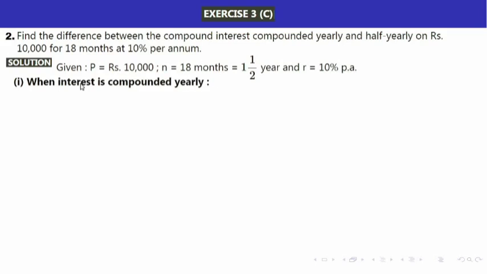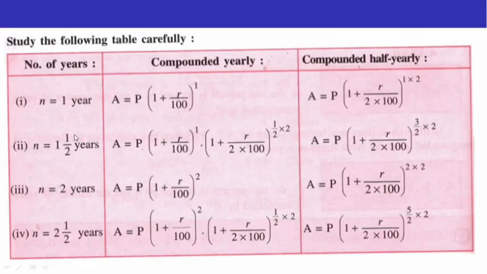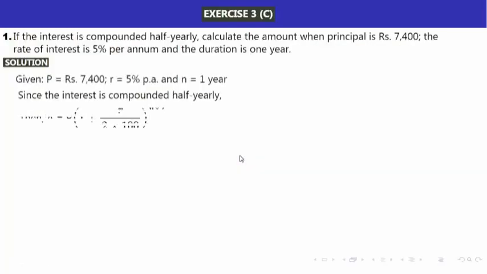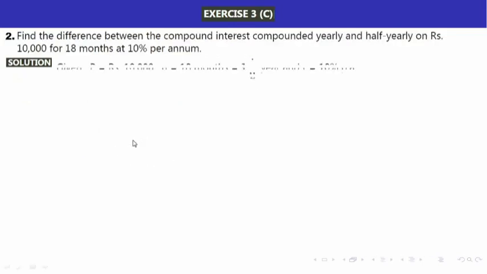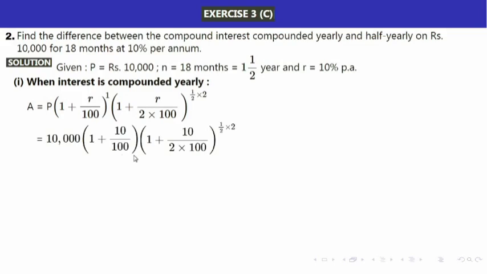Okay, now when interest is compounded yearly, now from the first one, okay, for 1.5 year, when it is compounded yearly, the amount formula is this much. Please remember this. Okay, so that's why my amount becomes this much as per that formula. Now just put the value of R is 10%, right? Principal is 10,000. So just simplify this.